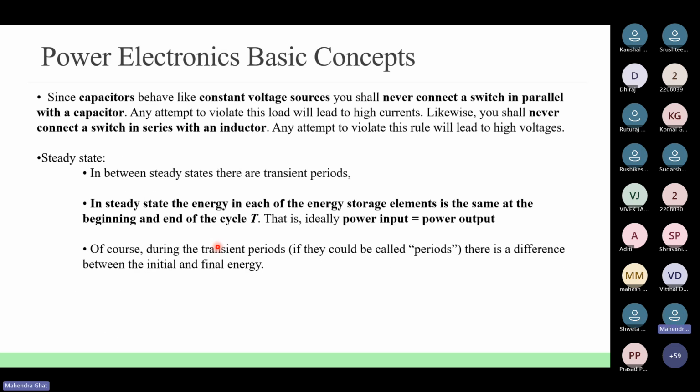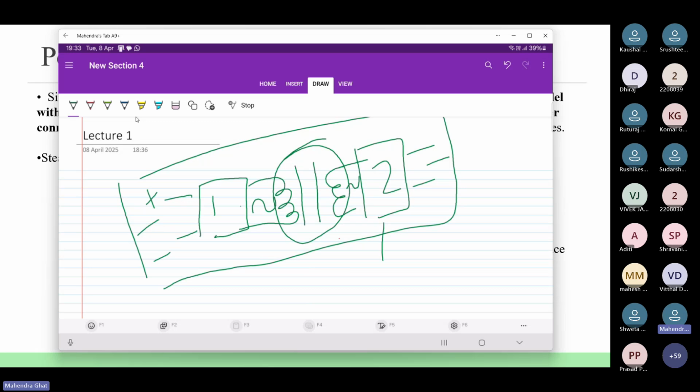Now again, there are some things we have to remember whenever we consider any power electronics converter. This is also basics, but applied to power electronics. As I said earlier, capacitors are constant voltage sources, and whenever there is a constant voltage source, we never connect a switch in parallel. Why don't we connect the switch in parallel with the capacitor? So again, I will go to the tab and show you.